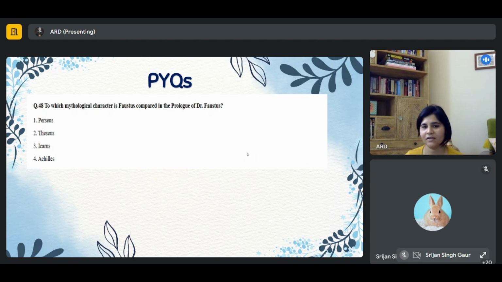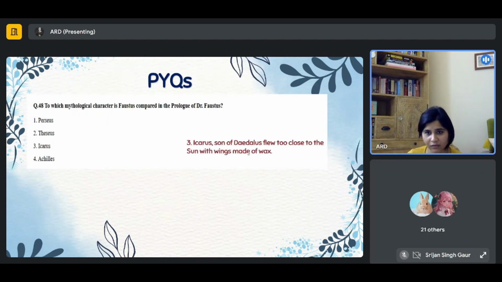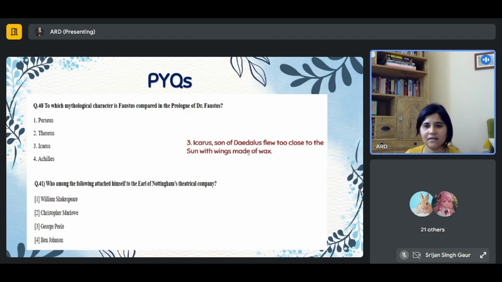Yes, exactly. He was the son of Daedalus. His father warned him, don't go too close to the sun. But because of excessive self-worth, he went too close to the sun and his wings melted and he met a fatal end. Exactly. So that's exactly how Faustus met his end. He went too close to knowledge, too close to his ambition, excessive ambition.